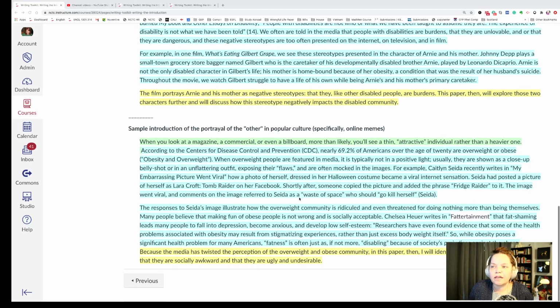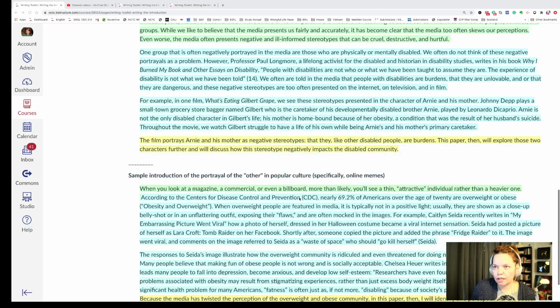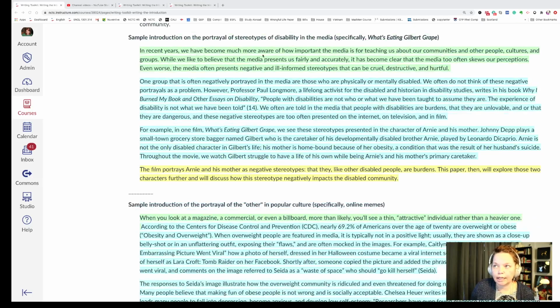Here's another example of an introduction in which we see the writer, this was a student, who breaks up her introduction into 2 paragraphs. Now notice, just like in the previous example, the green is the lead-in. So notice how the writer opens up the conversation here in the lead-in, talking about stereotypes in the media and the most common negative stereotypes. We see the background article reference here with Paul Longmore, and then we see another background article reference here with the film What's Eating Gilbert Grape. And then finally in yellow, we see the thesis statement.